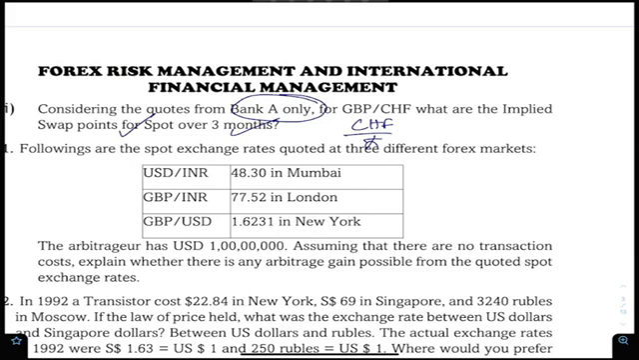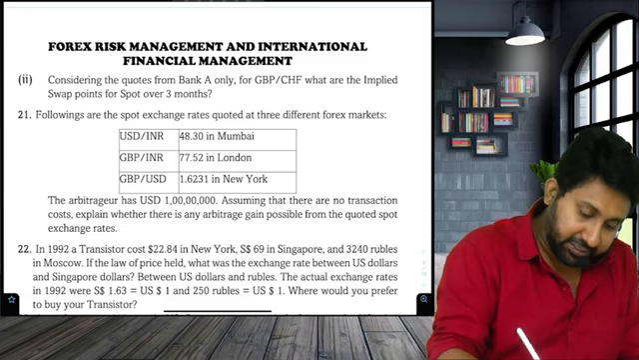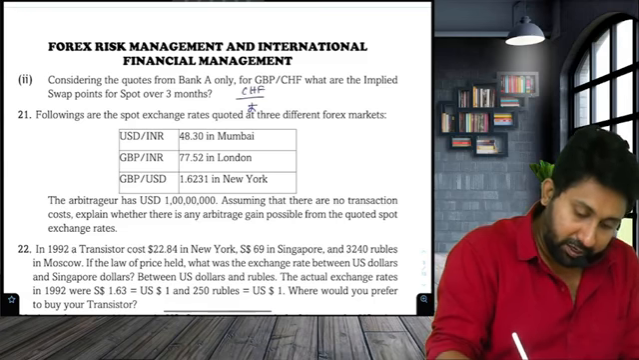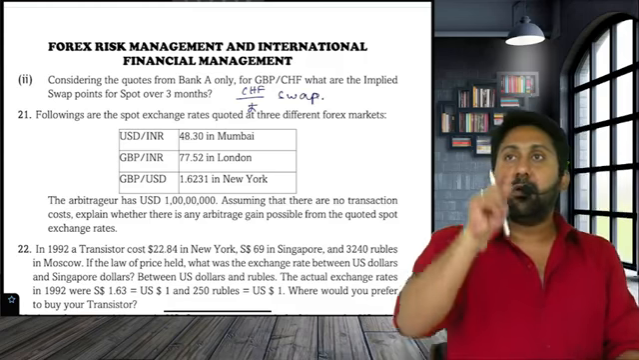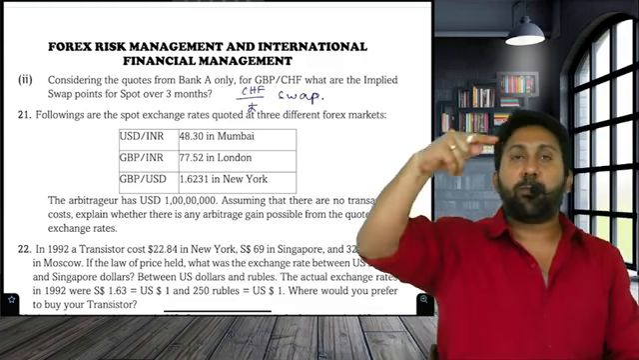Okay, have you observed the question? Now see here. How to solve this particular question? Considering the quotes from bank A only, for GBP by CHF, what are the implied swap points over 3 months? He is asking us to calculate swap points for 3 months between CHF by pound. First tell me how to calculate swap points. Spot rate minus the forward rate, or forward rate minus the spot rate. Can we get the swap points or not?